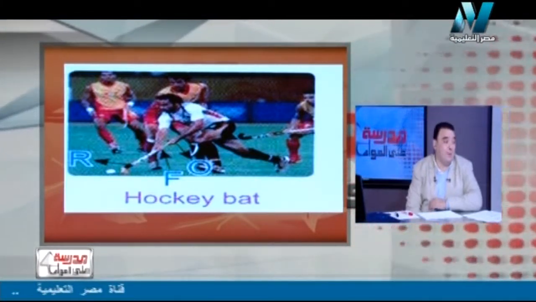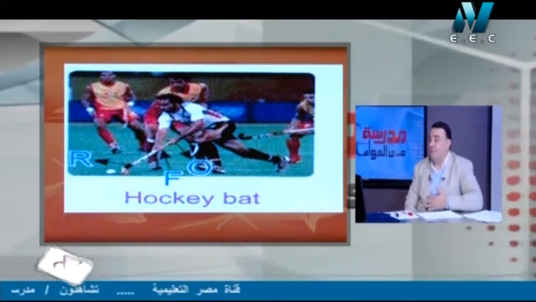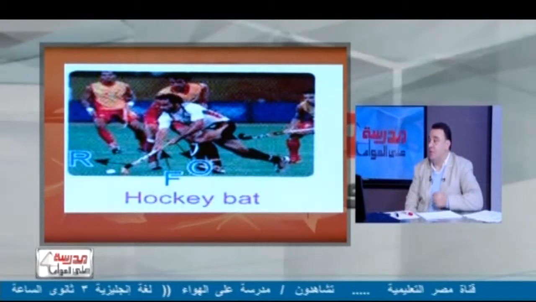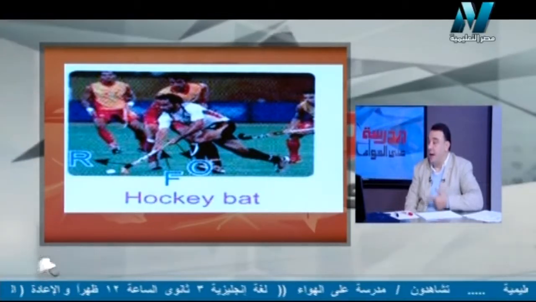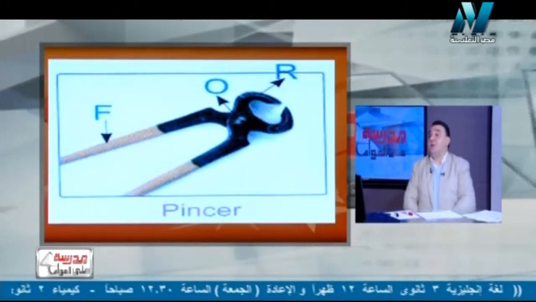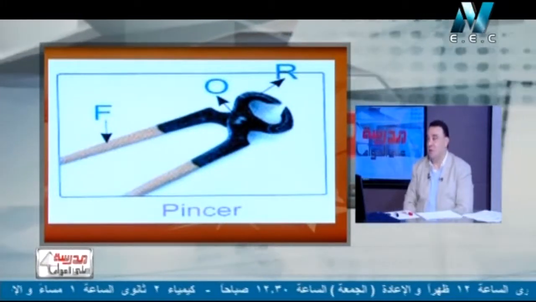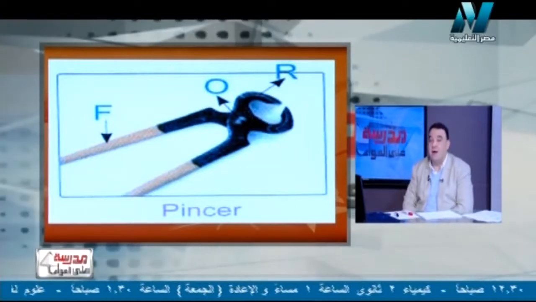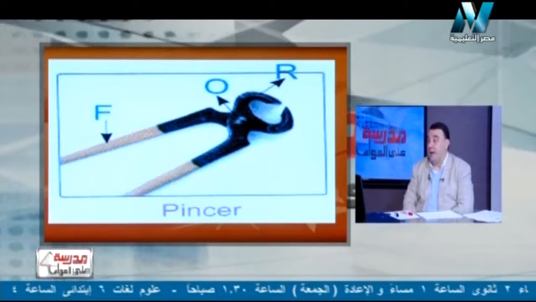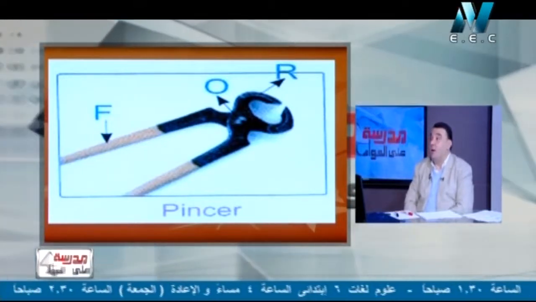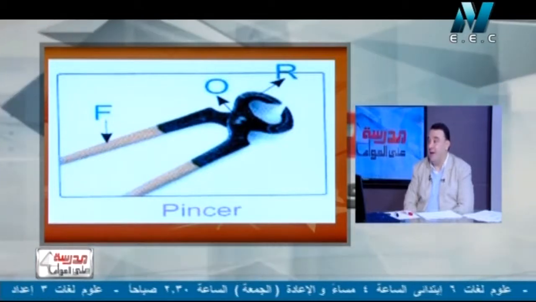So why do I consider the hockey pad, the hockey stick, a third class lever? Because it has effort force between R and O. Another example would be the pincers or the pliers. There may be some confusion in meaning between them, but we know the shape well. Pincers and pliers have almost the same shape, and both of them are from the first class lever.